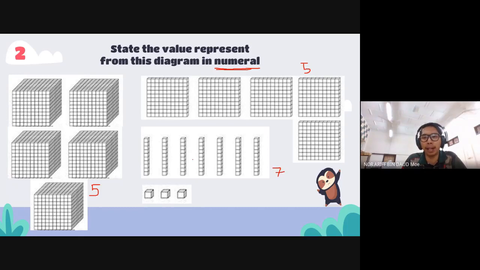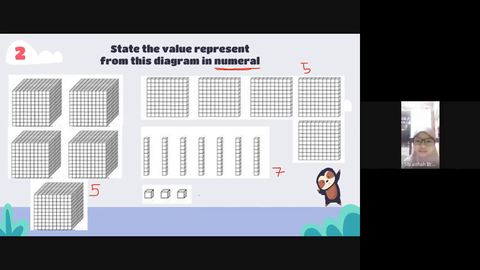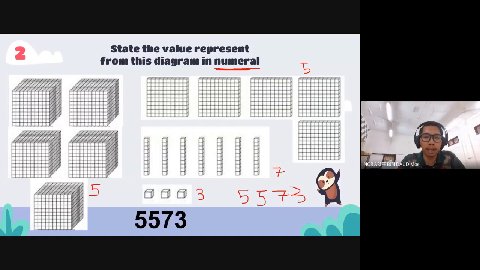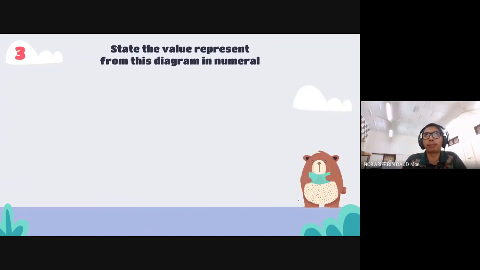And Alisa, mana Alisa tadi? Alisa, state me the unit. How many units we have here in ones? 3. Yes, you have 3. So your answer will be 5573. Alright. Macam tu cara buat dia. Okay, we go to the next question.